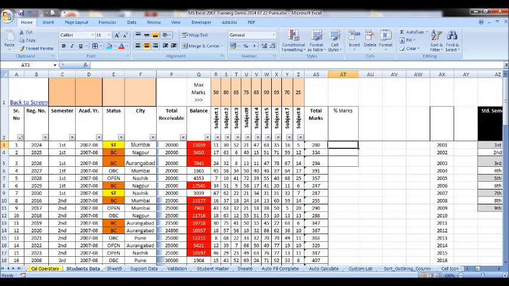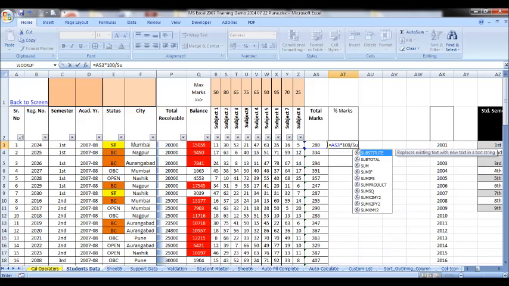So our formula here would be equal to sum of marks in the subjects here, so this cell address, multiplied by 100 divided by sum of maximum marks. Close the bracket. Very simple and standard formula. This is what we learned as percentage in our school days.